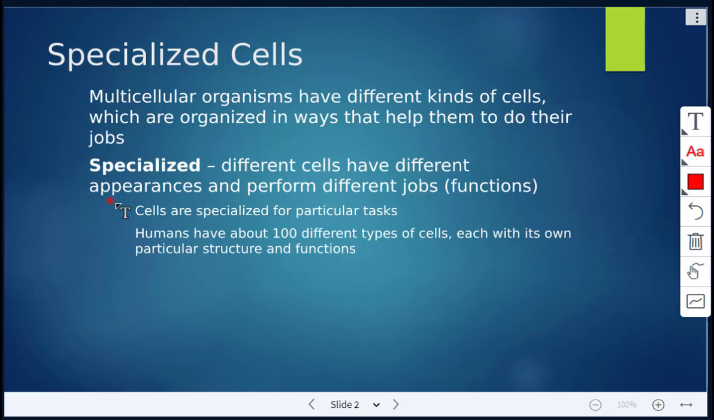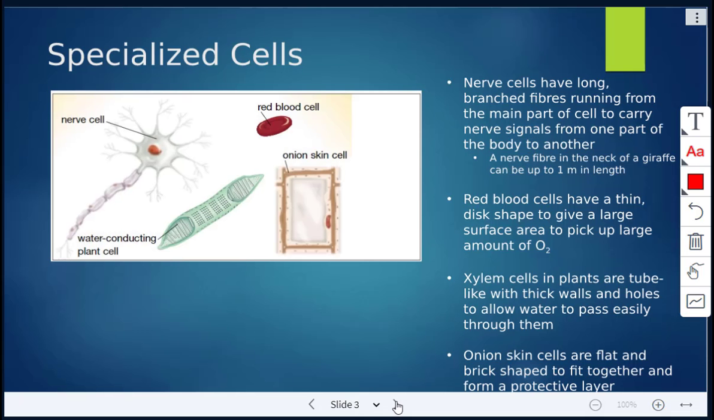So cells are specialized for particular tasks, and humans have about 100 different types of cells, each with its own particular structure and function. Here we can see 4 different types of cells. 2 of them are animal cells, and 2 of them are plant cells.